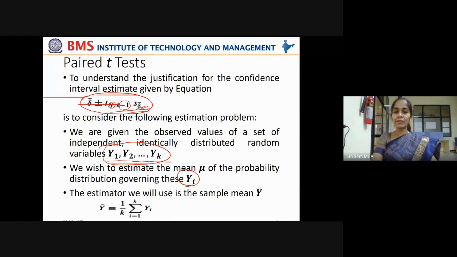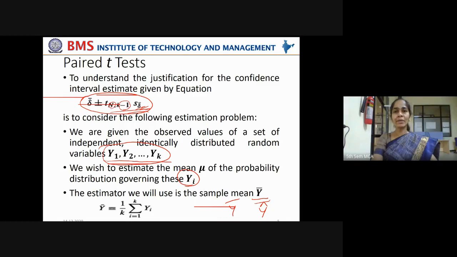The estimator we will use is the sample mean, y bar. Y bar is called the sample mean. Y cap is called the estimated value of y. Do not get confused between cap and bar. Y bar is called the estimated mean, or simply the mean. In this context, we call it the estimated mean or the estimator. Now the estimator we will use is the sample mean y bar.